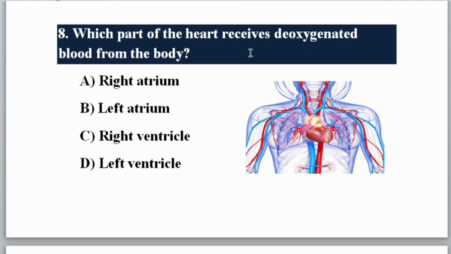Which part of the heart receives deoxygenated blood from the body? Right atrium, left ventricle, left atrium, right ventricle. Yes, the right atrium receives deoxygenated blood from the body.